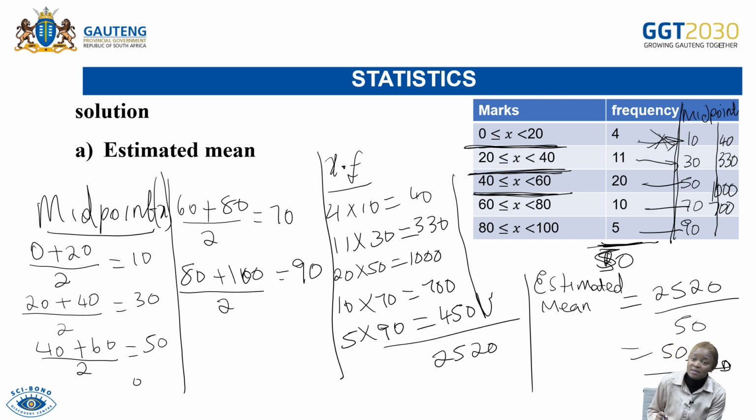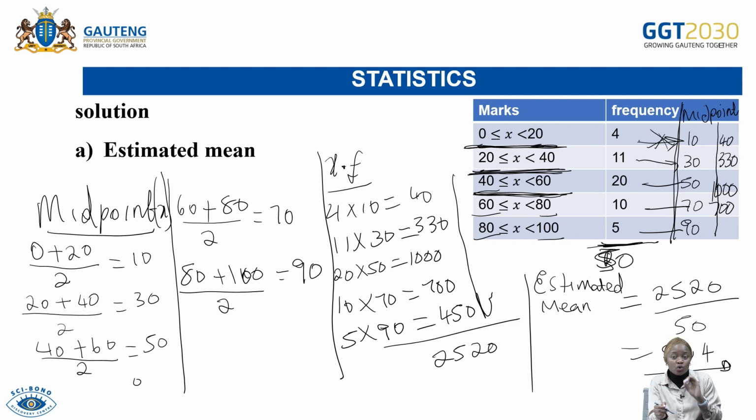Don't forget, estimated mean, it's so easy to find. It's just that it needs you to focus. So you find the midpoint of the interval by saying 0 plus 20 you divide by 2, 20 plus 40 you divide by 2, 40 plus 60 and you divide by 2, 60 plus 80 you divide by 2, then 80 plus 100, then you divide by 2, right?